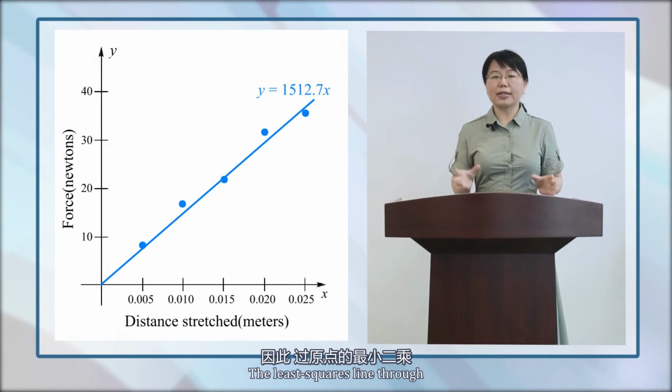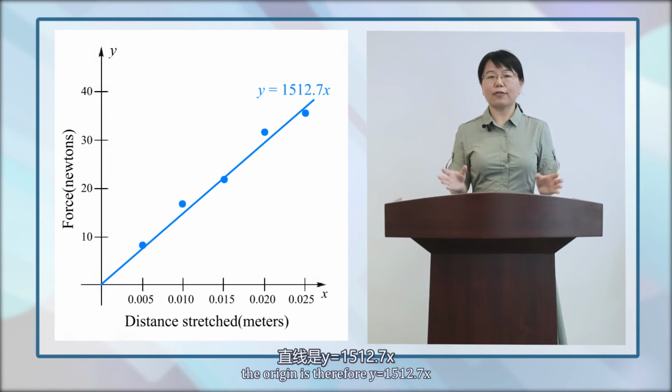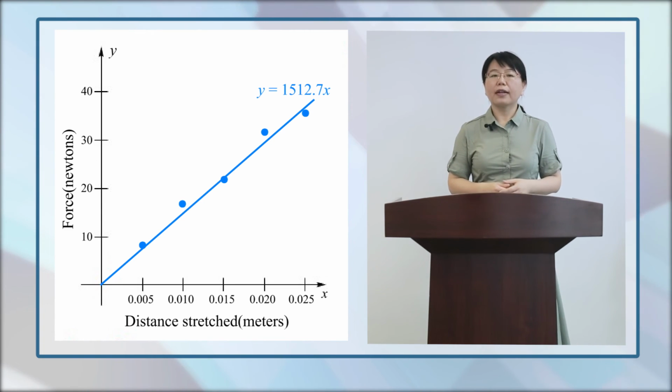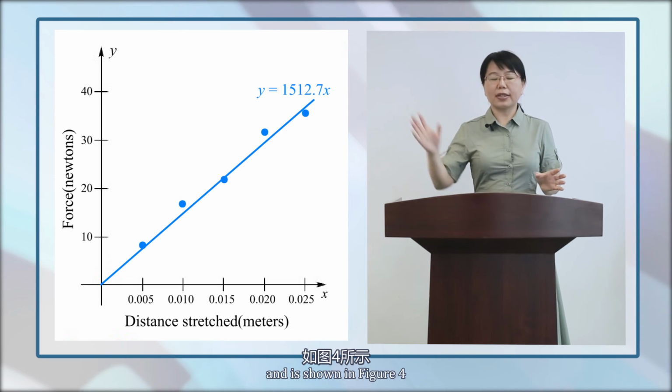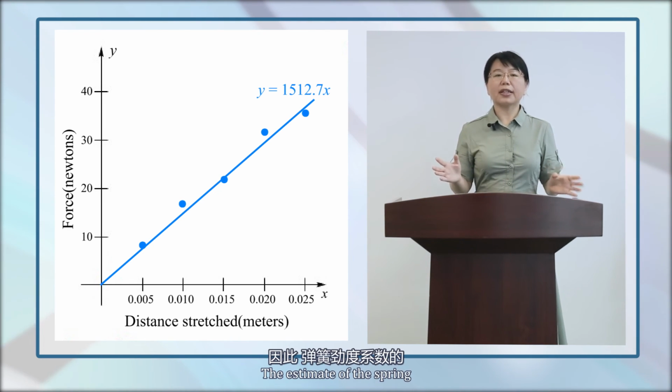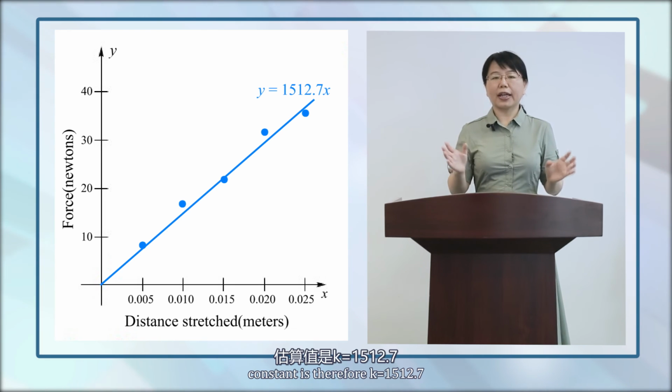So the least squares line through the origin is therefore y is equal to 1512.7x, and is shown in this figure. The estimate of the spring constant is therefore k is this one.